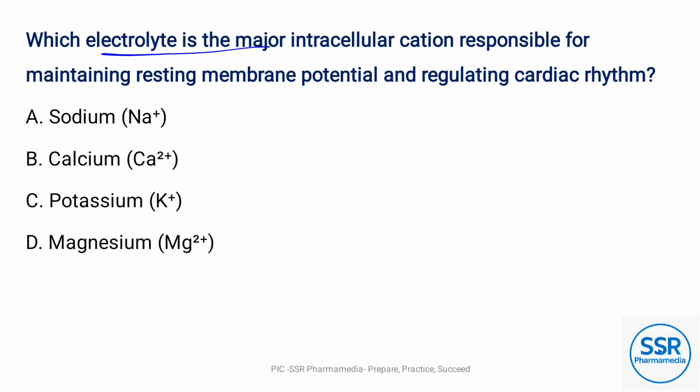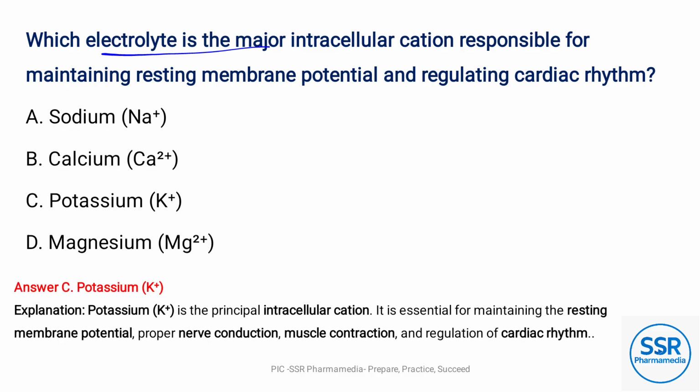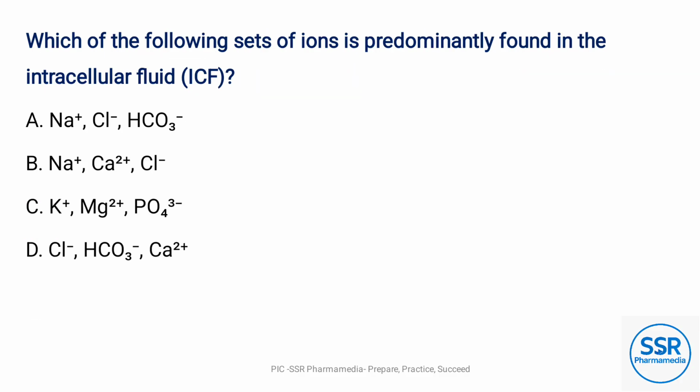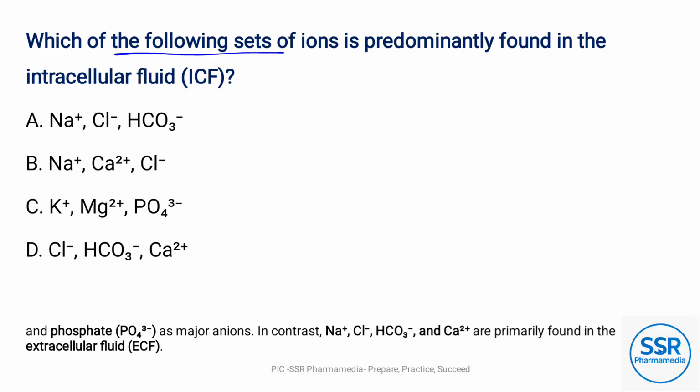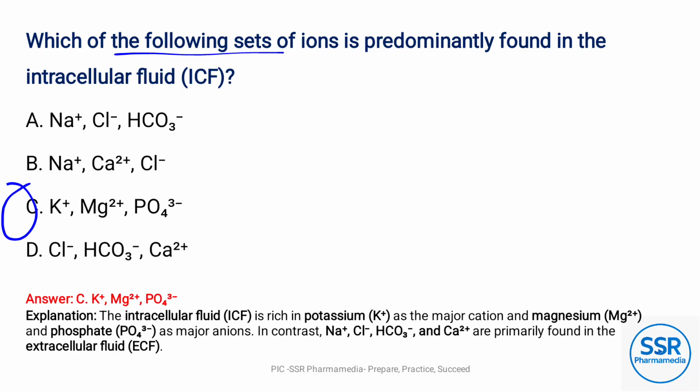Which electrolyte is the major intracellular cation responsible for maintaining resting membrane potential and regulating cardiac rhythm? Option C, potassium. Potassium is the major intracellular cation. Which of the following sets of ions is predominantly found in the intracellular fluid, ICF? Option C, potassium, magnesium, phosphate. The remaining ones are extracellular.